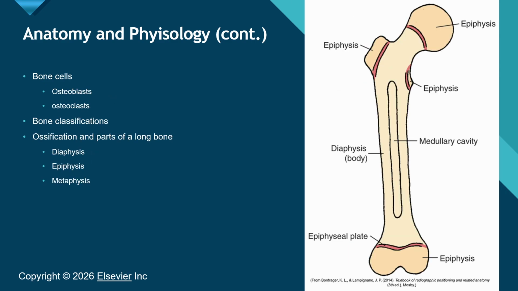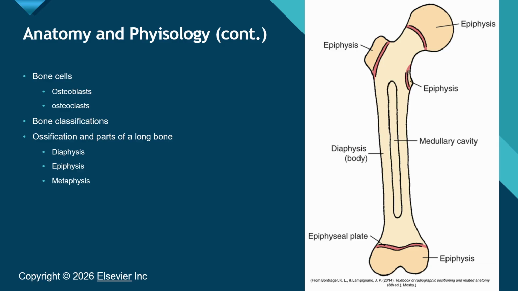There are two different types of bone cells. They are osteoblasts and osteoclasts. Osteoblasts are bone-forming cells that line the medullary cavity, and they are found along the periosteum. They are responsible for bone growth. Osteoclasts are specialized cells that are responsible for bone remodeling. They break down bone to enlarge the medullary cavity and allow for bone growth.